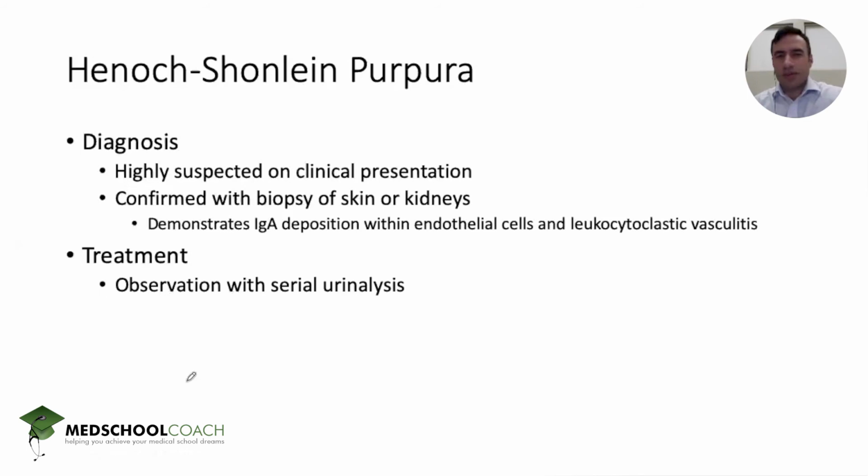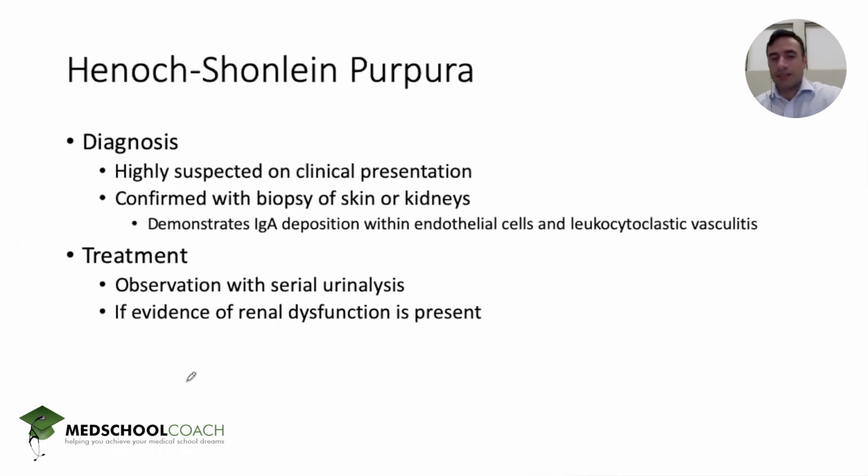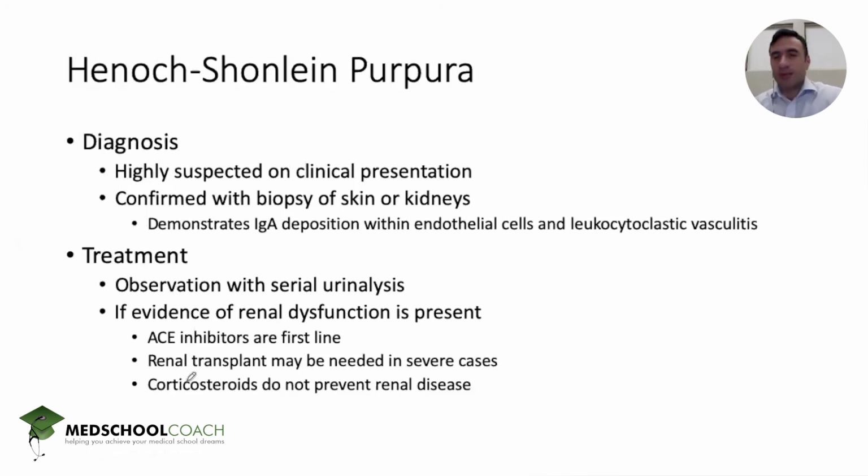So the treatment for uncomplicated HSP is observation with serial urinalysis. And if with urinalysis you see proteinuria, or if you see on a CMP a decrease in estimated GFR, then the first line treatment for these children is ACE inhibitors.